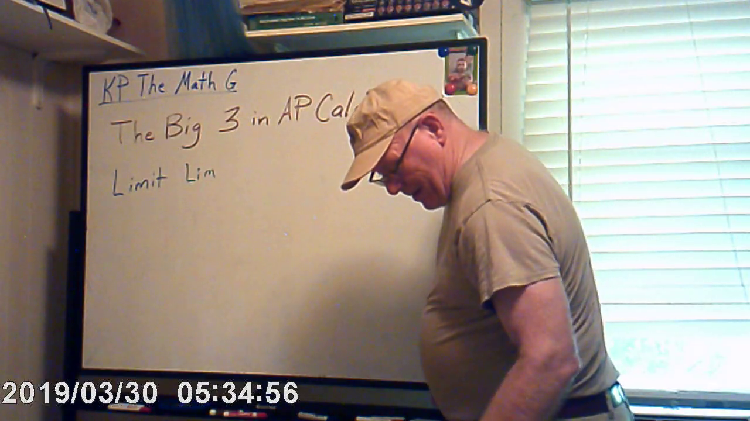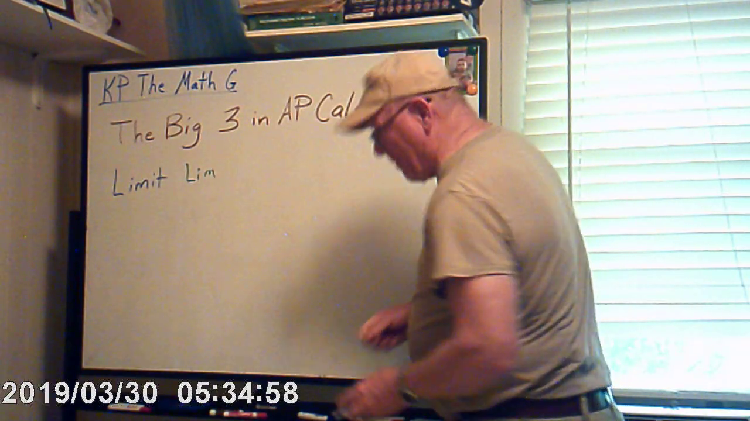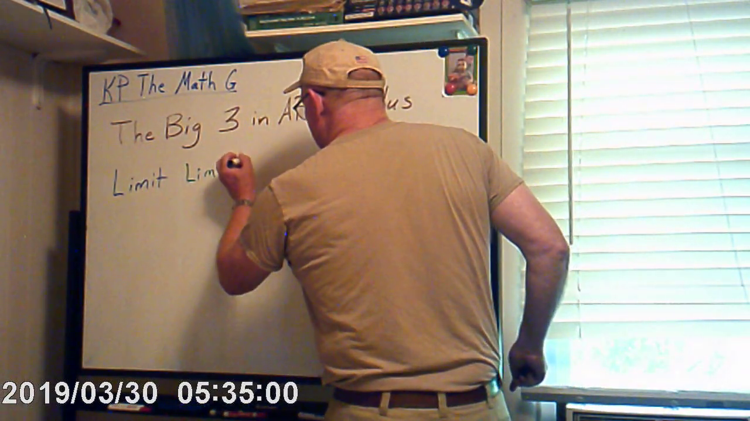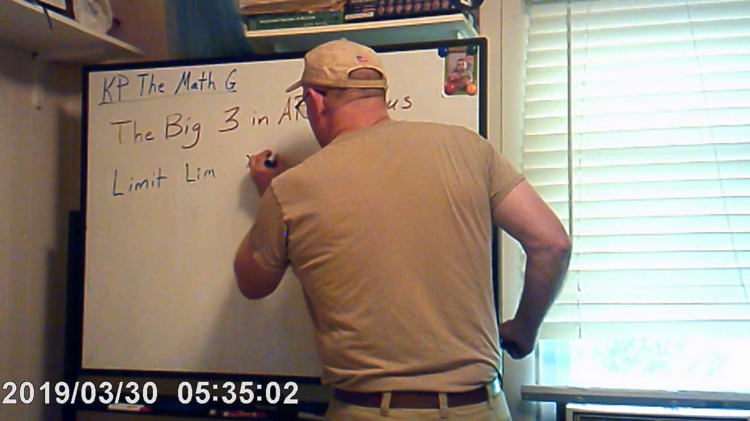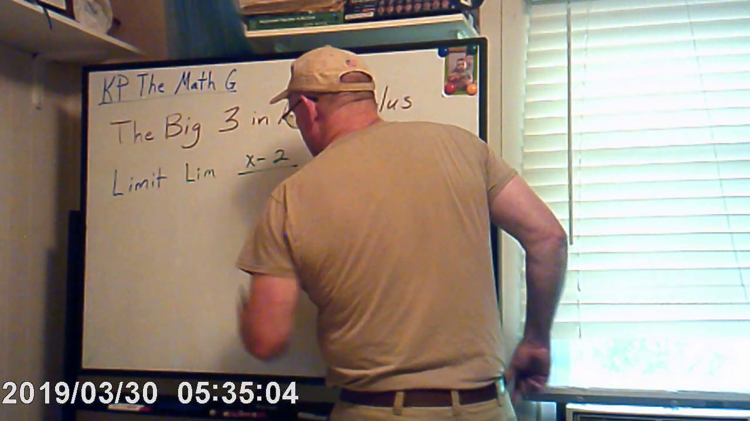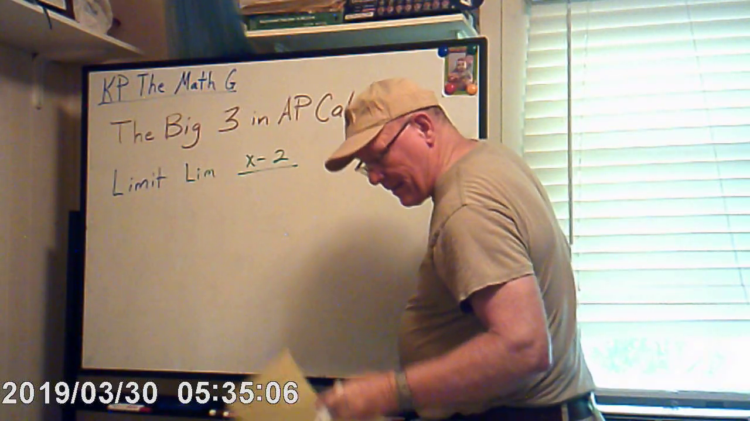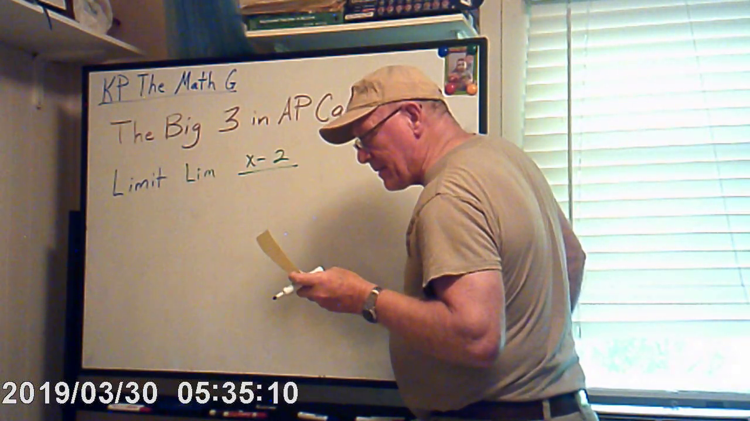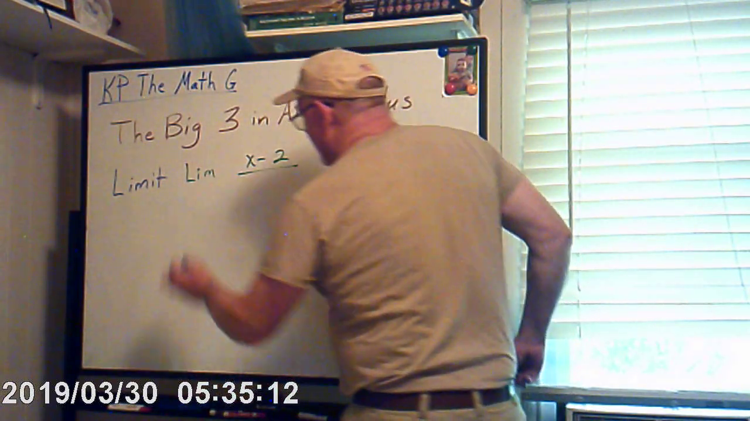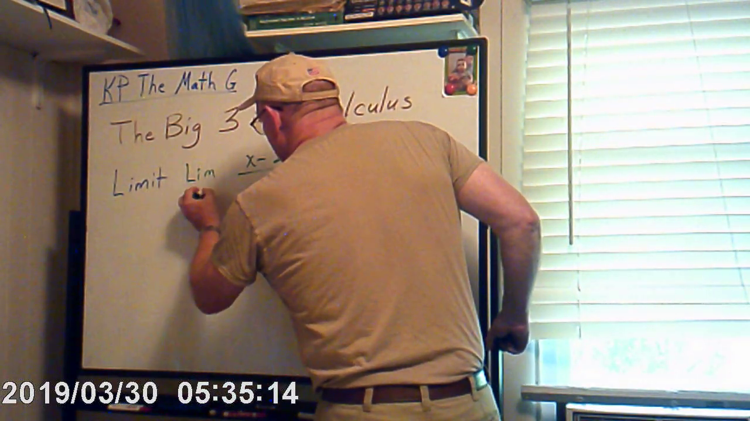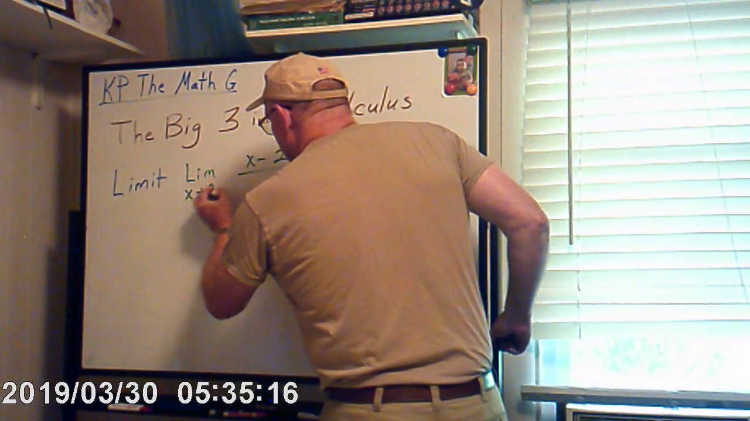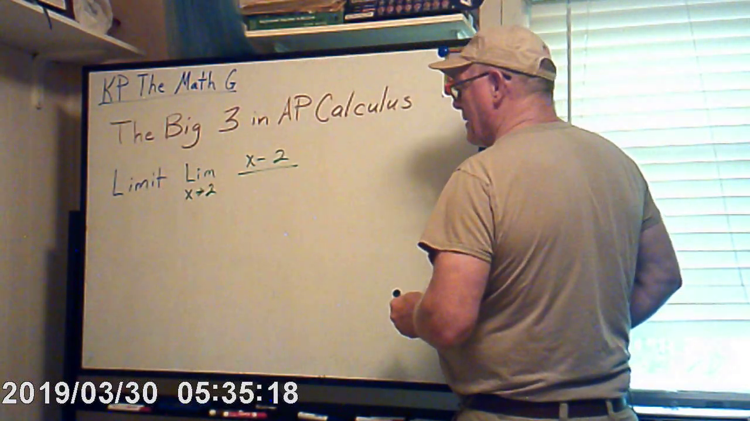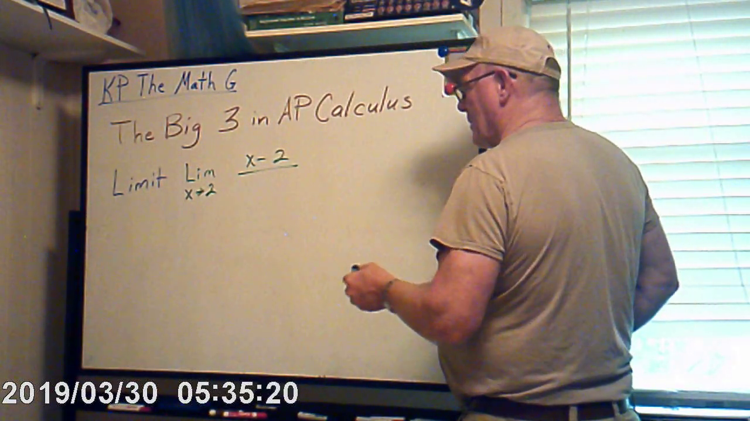Sometimes a limit is what we call removable. In other words, we may have to factor something out. X minus 2, and I'm thinking that this is, yes, and again I could have left this x approaches. This means as x approaches. Okay, limit as x approaches 2.